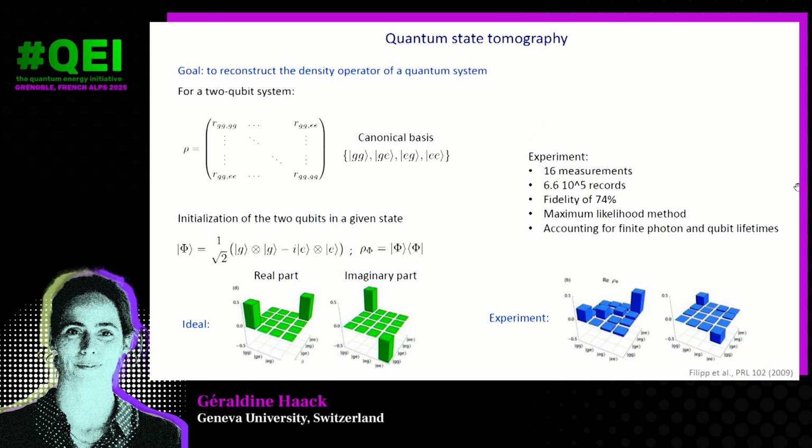But what is important is that if you account on the theory part for finite photon and qubit lifetimes, then in fact there was an excellent agreement between theory and the experiment. So how do they obtain this kind of tomograms? To access the different elements of the density operator, you have to do projective measurements onto your 2 qubits.